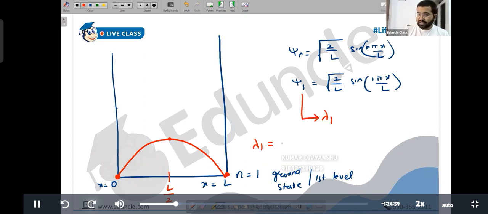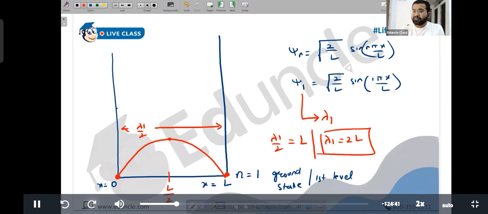So you can say the wavelength is lambda 1. Sorry, I can say this is a half wave, so this is lambda 1 by 2, half of the wave. Right. So lambda 1 by 2 is equal to L. So I can say lambda 1 is 2L. This is how we can find the wavelength corresponding to the wave function. Every wave function will have an individual wavelength. Every wave function will have an individual energy.